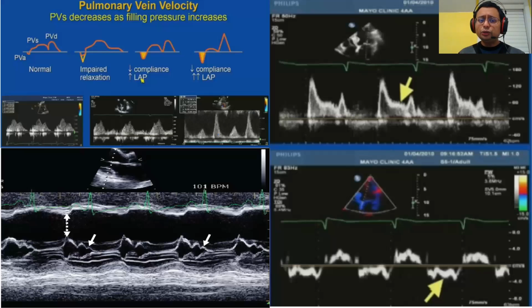I just wanted to show you a few echocardiogram examples of what I'm talking about. All right, now look at the top left of your diagram here.